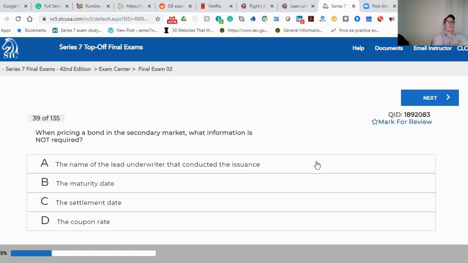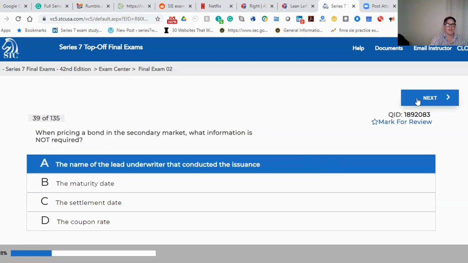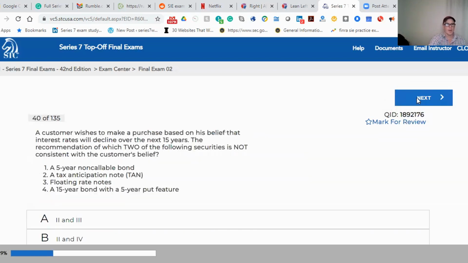Boom. Okay. When pricing a bond in the secondary market, what information is not required? Okay. So I do need the coupon rate, because I have to know what I'm doing. I need the settlement day, I think, because you have to know when it's settling. I think I need the maturity date. Do I need the name of the lead underwriter? I don't think so. So I'm going to say I don't need the name of the underwriter, because that doesn't matter. Do you care when you're buying a bond who the underwriter is? I don't think so. Okay.